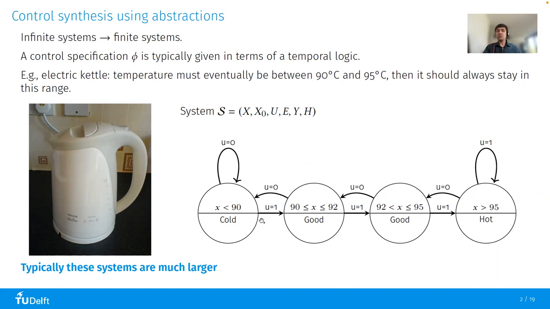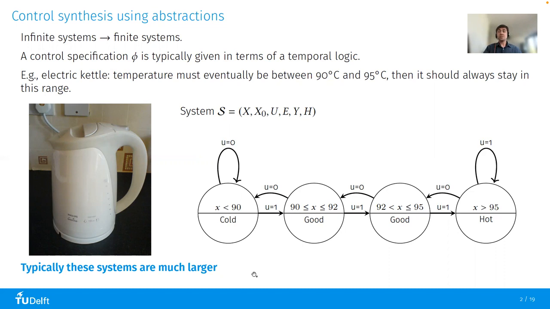So these are the four states representing different parts of this original state space, where we label each of them with their different output: cold, good, or hot. We place transitions depending on whether the boiler is turned off or on. And in this system here, we can easily find a controller that satisfies the specification.